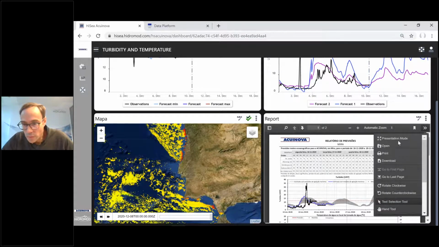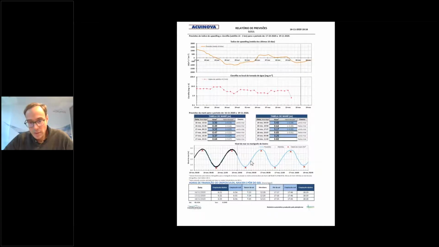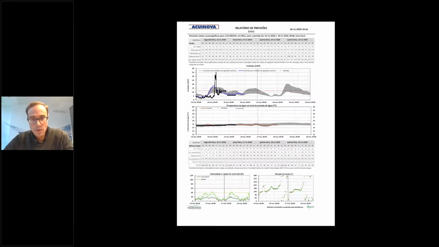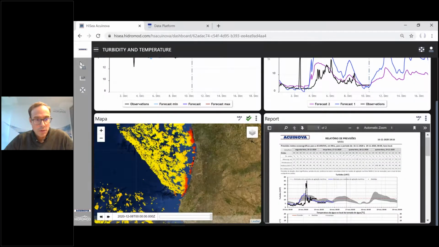I'll just put this one in presentation mode so we can have a quick look at it. You can make them as complicated as you want. It's actually done with Excel. So you just create a template, and then it gets filled up with data by the system with the latest data, depending on the time frame that you want to create the report for.